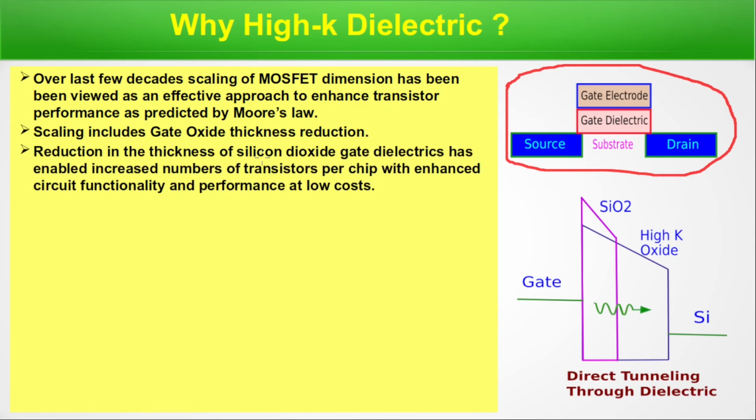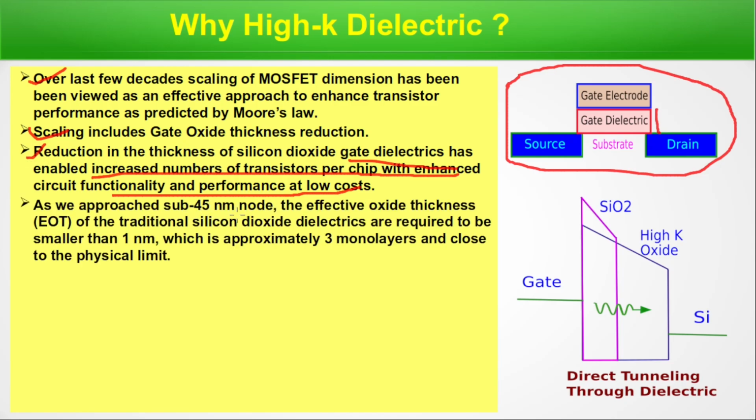Now, reduction in the thickness of silicon dioxide gate dielectric has enabled an increased number of transistors per chip with enhanced circuit functionality and performance at low cost. The effective area of one device is basically reducing, and this length is also decreasing. The number of transistors per chip is increasing. As we approach the sub 45 nanometer node, the effective oxide thickness, EOT, of the traditional silicon dioxide dielectrics is required to be smaller than 1 nanometer, which is approximately 3 monolayers and close to the physical limit.